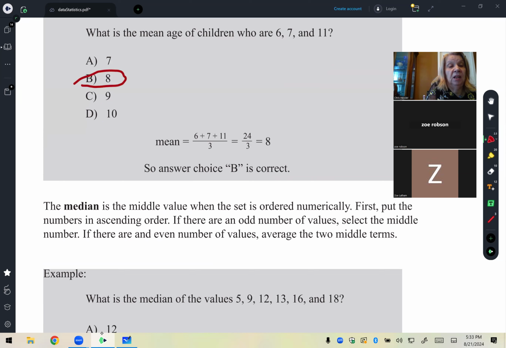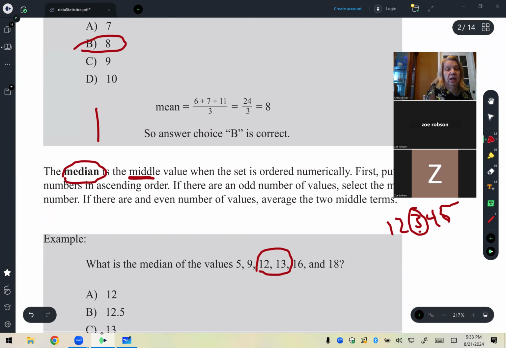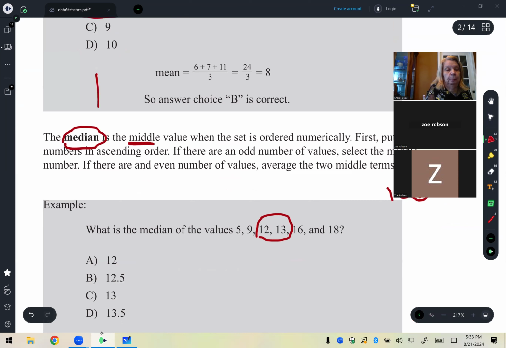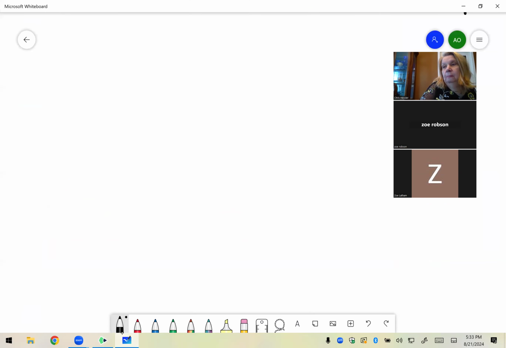So the median is the middle value, like the median of a highway. So if you have an odd number of terms, the median will just be in the middle. If you have an even number of terms like here, you're just going to average 12 and 13 and get 12.5. Okay, so we're going to do a couple book problems.